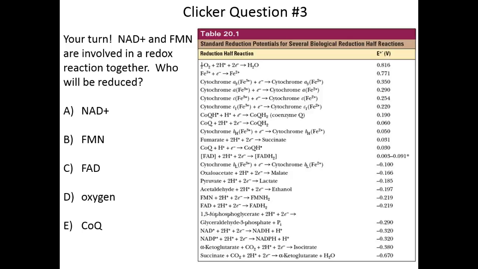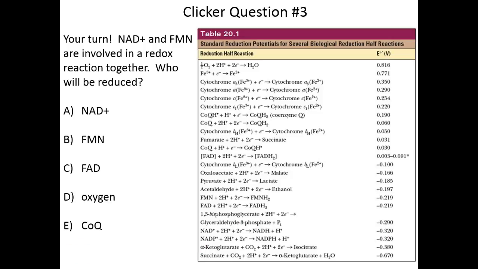Now it's your turn. Without my help at all, NAD and FMN are involved in a redox reaction together. Tell me who is reduced by the end of that reaction, who received electrons. This is very much like the kind of question you might see on the next exam, so I encourage you to work through it by pausing the lecture.